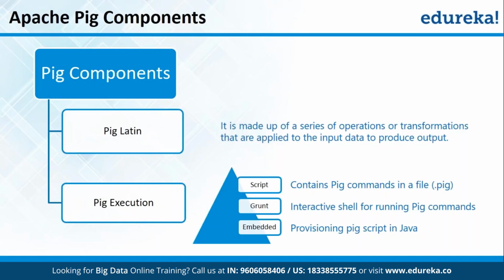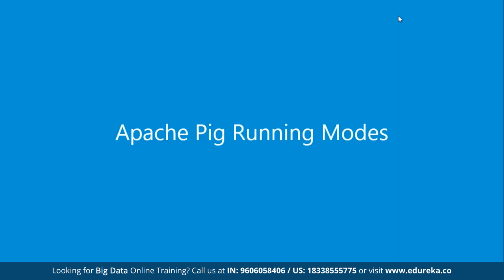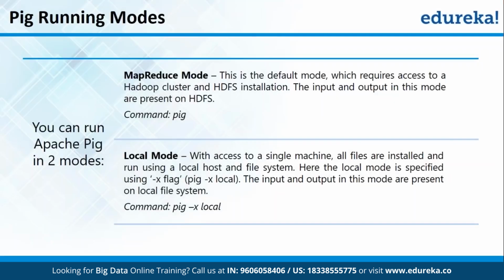So these are the two main components of Apache Pig, and now we come to Apache Pig running modes. Apache Pig basically runs in two different modes. One is the MapReduce mode and the second is the local mode. First, we'll discuss the MapReduce mode. In this, we are using Apache Pig over the Hadoop cluster.